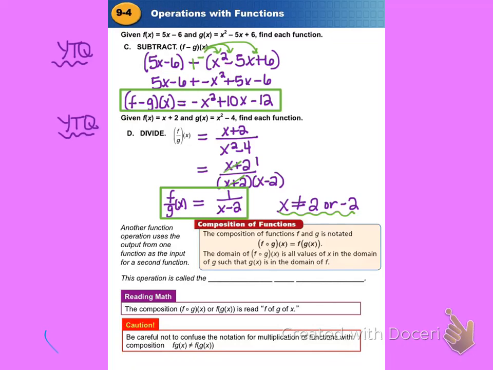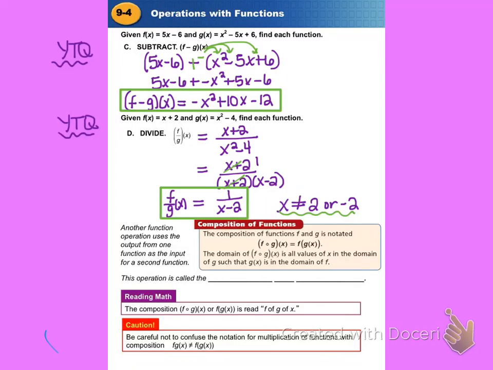So one thing to quickly note: in the subtraction, notice I changed that to addition of the opposite. I made sure to put g of x second also, and I distributed that negative through and added like terms. In example D, I was sure to list the 2 places that would make the denominator 0, so that would make that quotient of those 2 functions undefined. And you always want to do that before you do any canceling out. So 2 or negative 2 would be values that would be restricted from the domain of that quotient of those 2 functions.